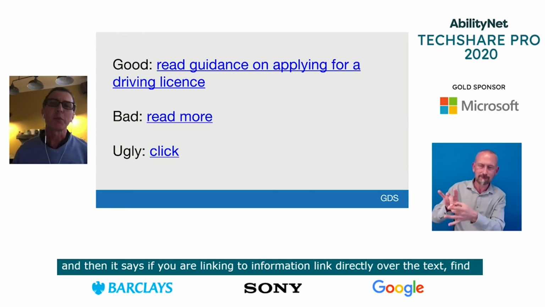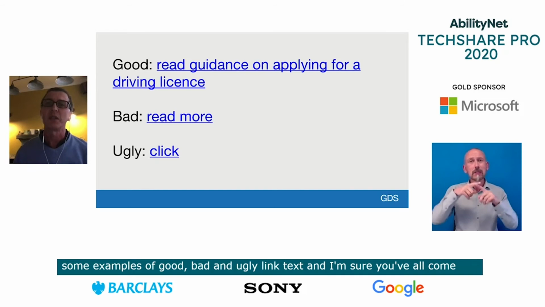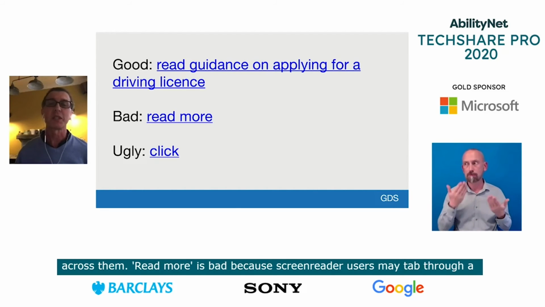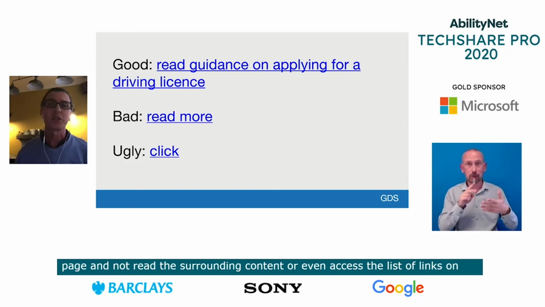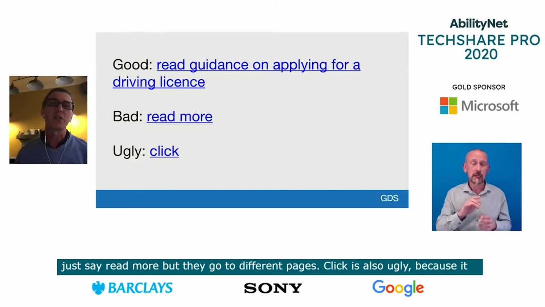So here's some good examples of good, bad, and ugly link text that I'm sure you've all come across. Read more is bad because screen reader users may tab through a page and not read the surrounding content, or access a list of links on the page and potentially get multiple links that just say the same thing, that might say read more, but going to different pages. Click is ugly because it's non-specific, like read more, but also it doesn't really make much sense these days for anyone not using a mouse, for example, a keyboard or a touch screen or voice recognition. And of course, many people are using mobile devices. So the good example is link text is read guidance on applying for a driving license.